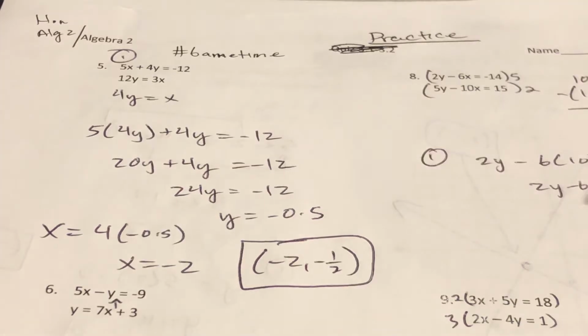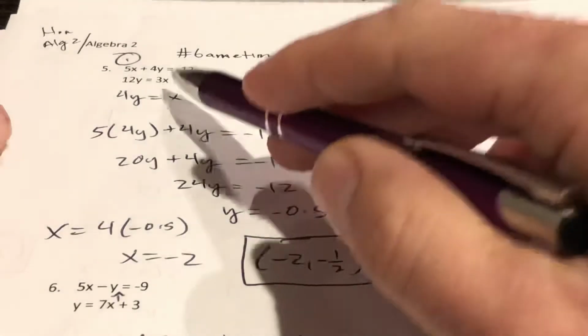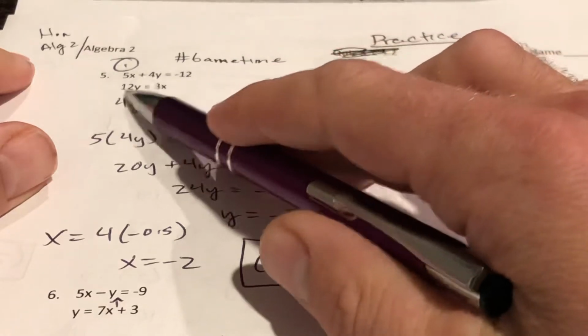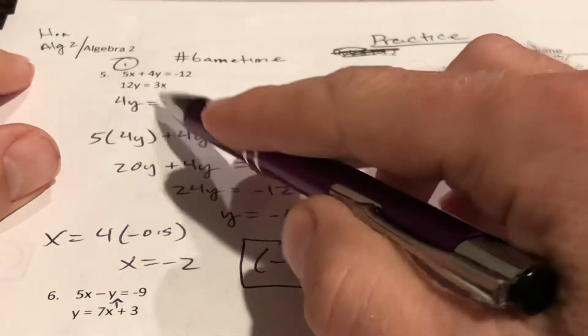Now, let's take a look at page 10. We are on page 10 where it says hashtag game time. We are solving systems of equations. Take a look at number 5. Notice if I divide the second equation by 3, both sides, I get x equals 4y. So I know what x is.